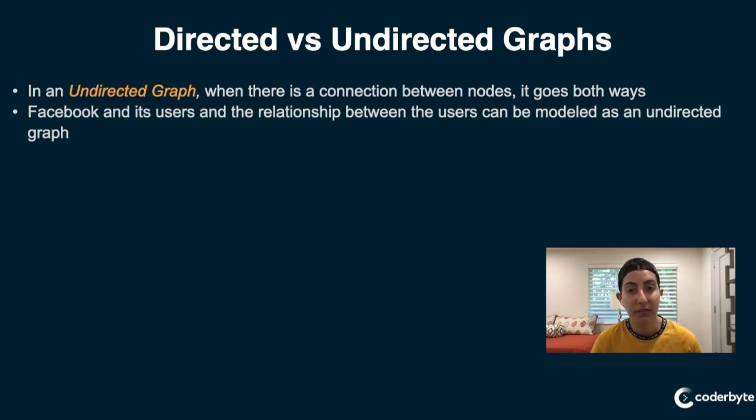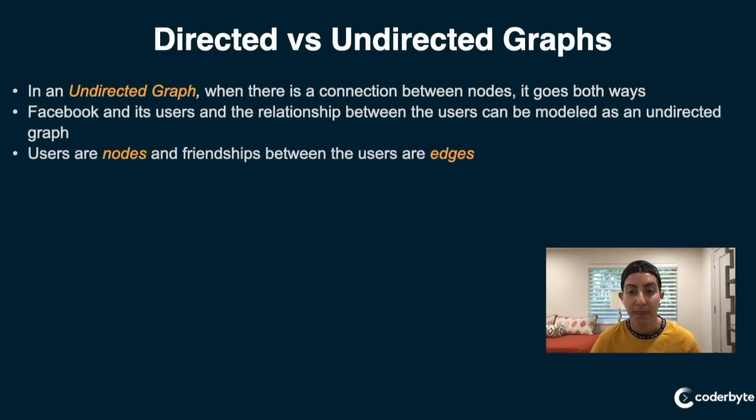A good example of an undirected graph is the Facebook graph, where in the Facebook world, users are nodes and friendships between the nodes are the edges or the connections between them. Of course, if you accept someone's friend request, you are as much friends with the other person as the other person is friends with you. There's no such thing as a one direction friendship in the Facebook graph.